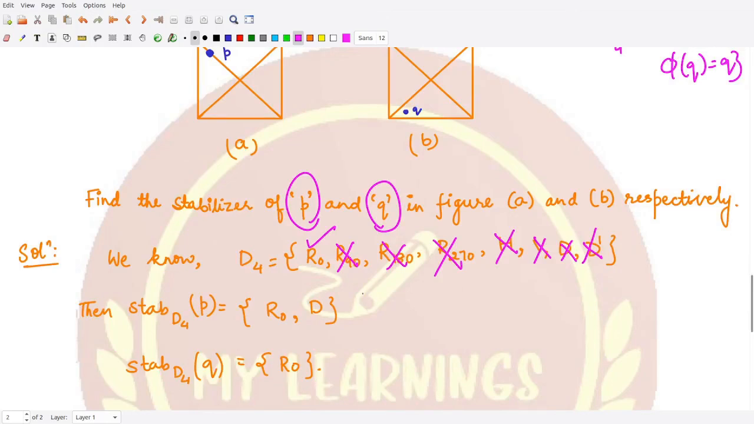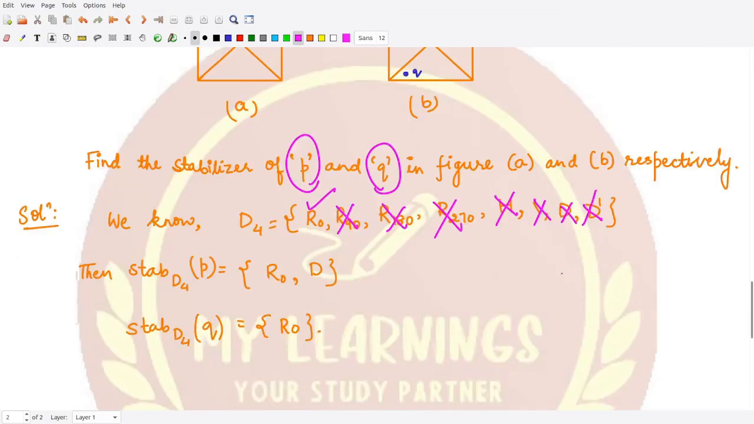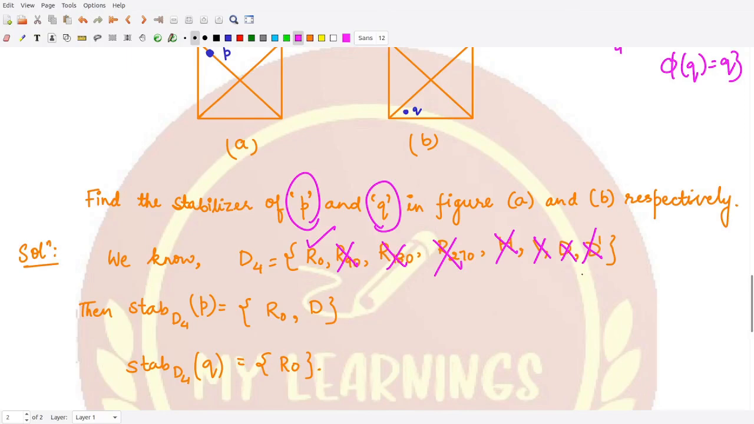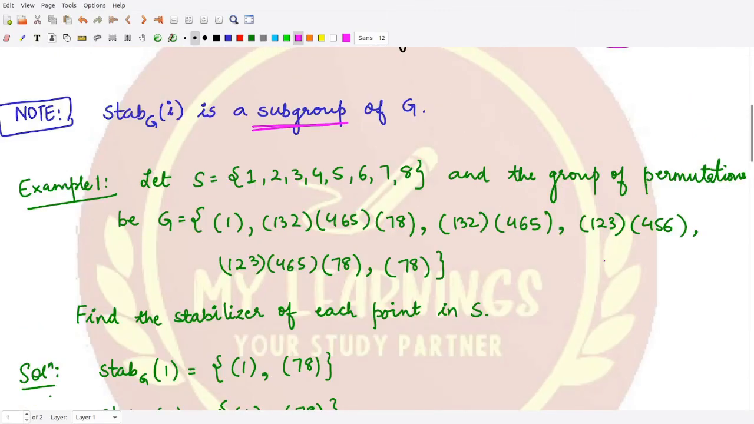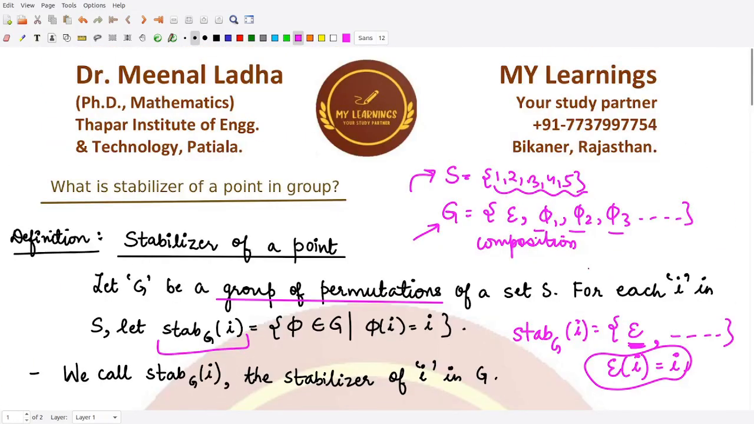So I hope you understood how to calculate stabilizers of different elements within a group. We have understood it thoroughly through two different examples of different kinds. I hope you understood this concept well. That is it for this video. Thank you for watching.